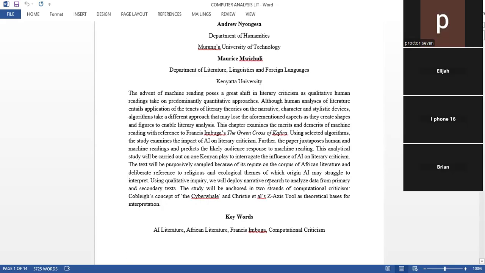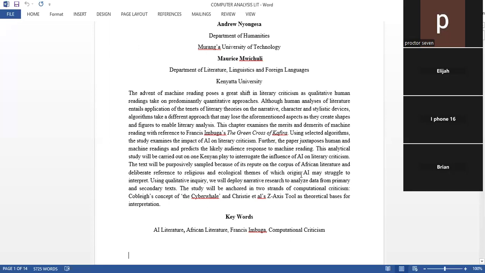You can see we will deploy narrative research to analyze data from primary and secondary texts. The study will be anchored in two strands of computational criticism, you see? So the theory must be settled. The chapter examines the merits and demerits of machine reading with reference to Francis Imbuga's The Green Cross of Kafira. Using selected algorithms, the study examines the impact of AI on literary criticism. And the abstract is always written in the present tense. You only use past tense in the methodology.